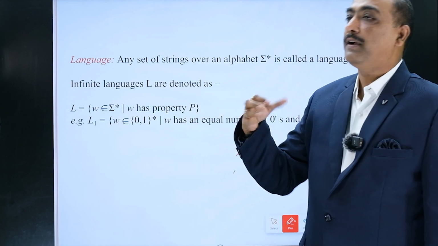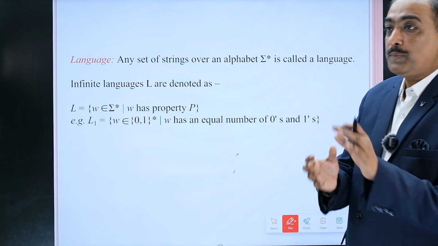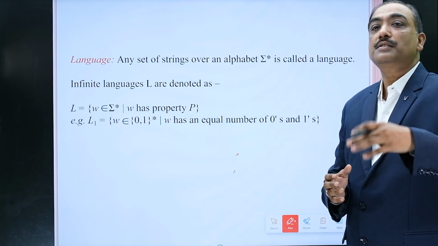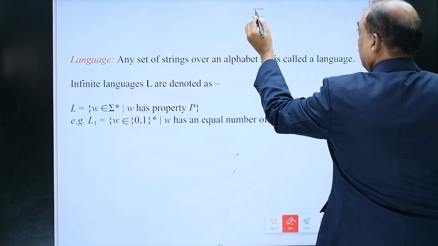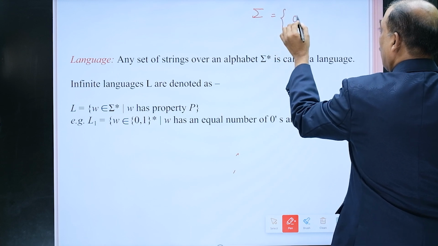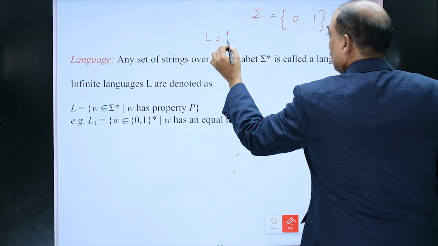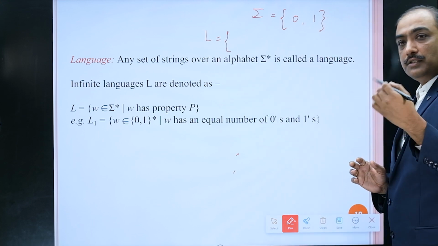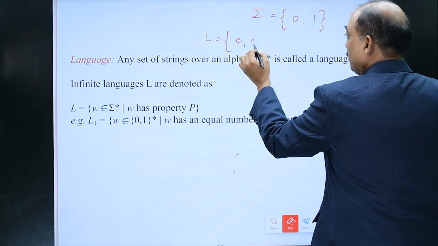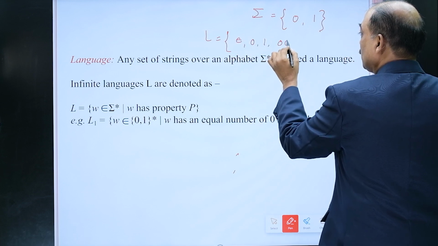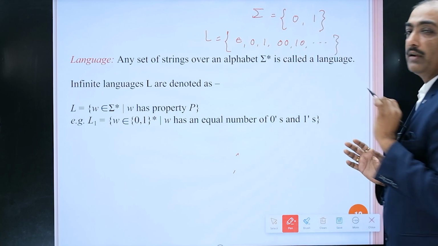I'm not saying it is finite because languages are usually not finite unless you specify some restrictions, some constraints on that. For example, I'm talking about binary. So I said that sigma is equal to {0, 1}. Now if I write a language, it will consist of any combination of 0 and 1. So there can be epsilon, there can be 0, there can be 1, any combination of 0 and 1 up to infinity. That is a language.